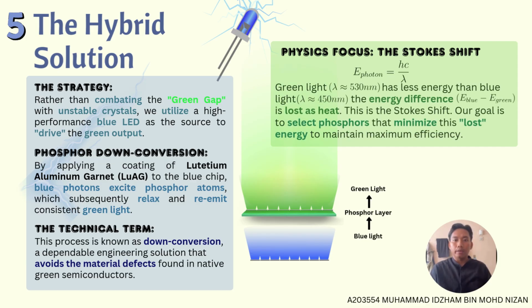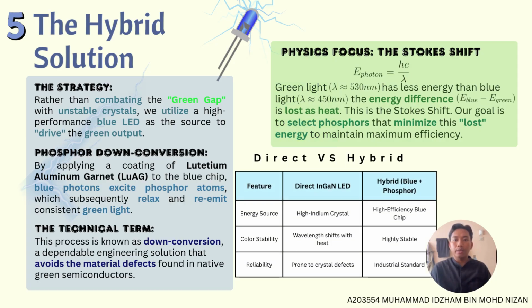We know blue light has more energy than green, and this energy difference is released as heat. Our use of LuAG phosphor minimizes this heat tax, ensuring 90% quantum efficiency even at high temperature. This hybrid pivot provides the reliability and color purity needed for next generation displays and national energy infrastructure. It is a scalable, cost-effective solution that is ready for implementation today.